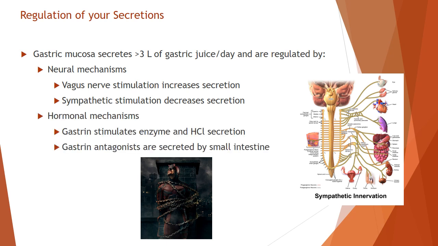Also, hormones. There are some hormones that are involved with this process too. Gastrin is one of those, and it stimulates the release of enzymes and hydrochloric acid. So it helps favor the process of digestion and getting those juices released. Meanwhile, if you have an antagonist to gastrin, then those will inhibit that, and the small intestines can release some of those.